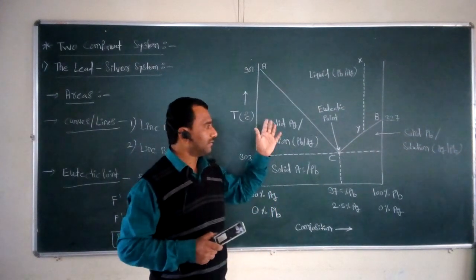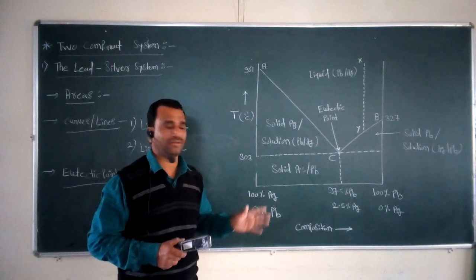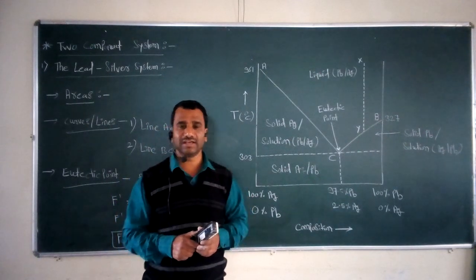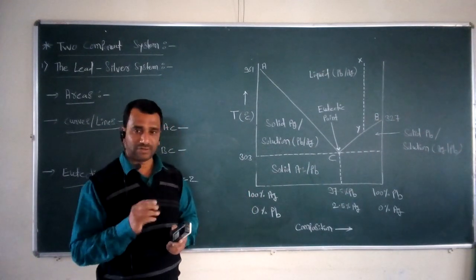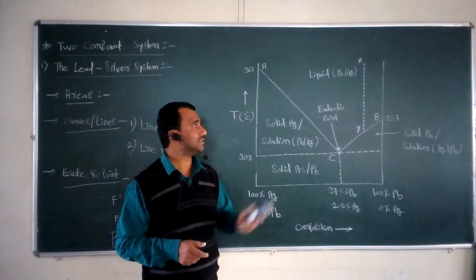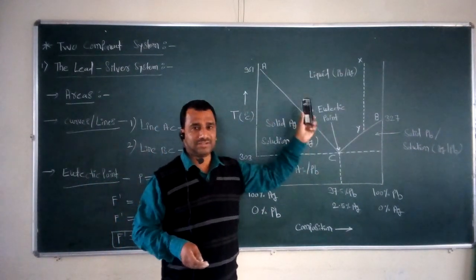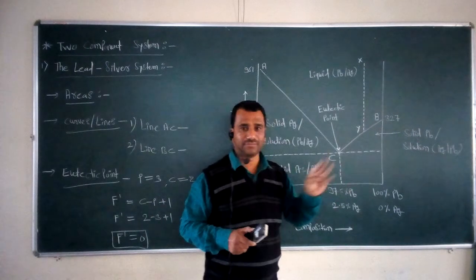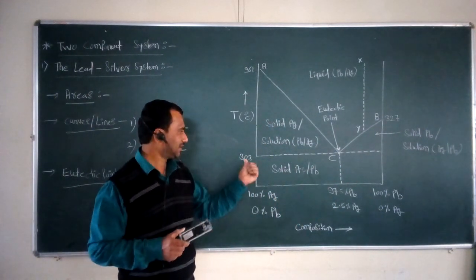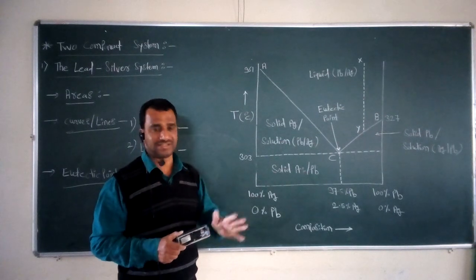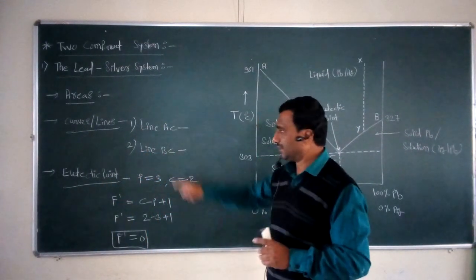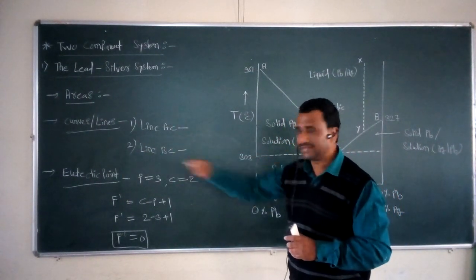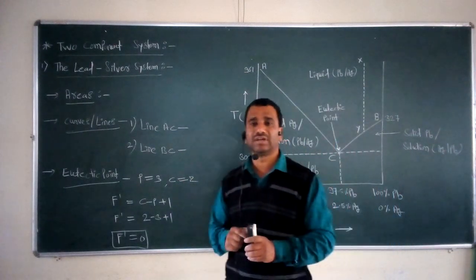So this is a description of the phase diagram for the silver lead system, in which there are three important parts which we already studied. First, the areas. Four different areas are present. The first important area is the area above ACB. The second area is the area below line AC. The third area is the area below line BC, and the fourth important area is the area below the temperature 303 Kelvin, sorry, Celsius. The second important part is the lines or curves. Two important lines are there, line AC and line BC. And the third important part is the eutectic point.